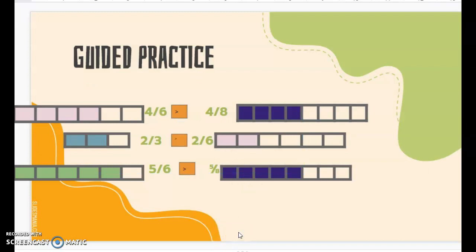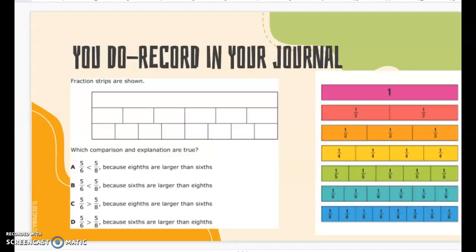Okay. So this is a way that we can use models to help us to compare numbers. And now we're going to do some practice in your journal. So what I want you to do is to record this in your journal, and then I'm going to give you the opportunity to solve it.